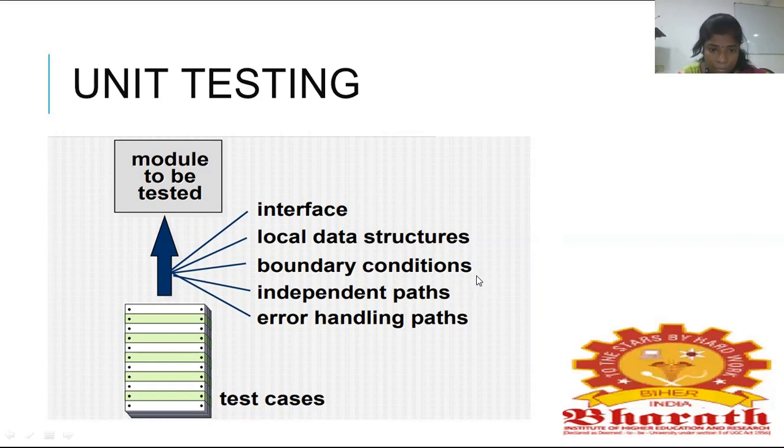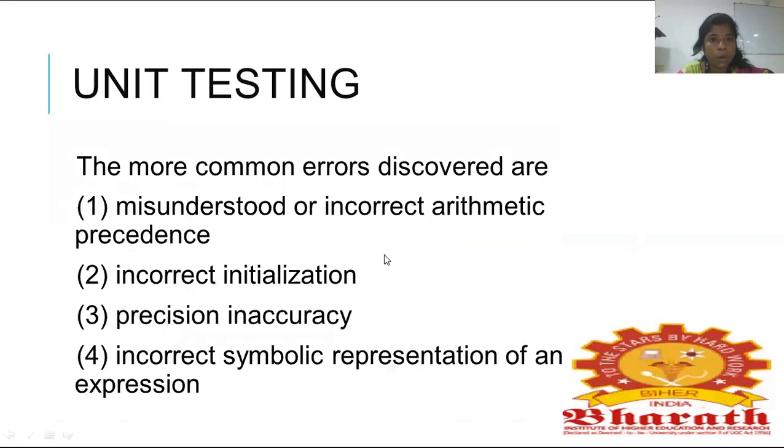Suppose an error is occurring. If this error occurs, what is the alternate solution I should take? This is the error handling part. So each and every module in unit testing should test your interface, your local data structure, your boundary conditions, your independent paths, and error handling paths. These are the general things that should be tested in all the test cases. So how will you test this? All these test cases will be done by the drivers.